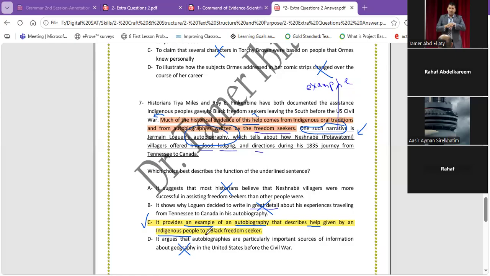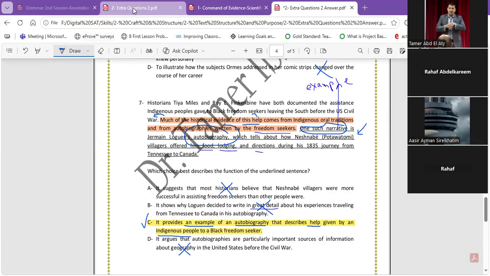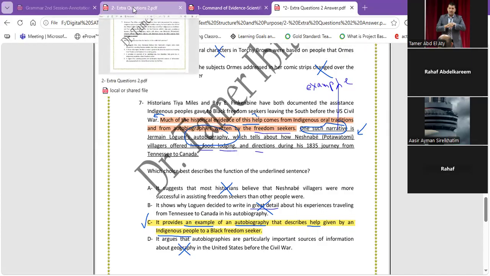It argues that autobiographies are particularly important sources of information about geography in the United States before the Civil War. We didn't talk about geography. We're talking about one example, actually, of how Native Americans started helping black people. So the answer is C. Clear, Ali Morsi? Clear, Mister. Okay.